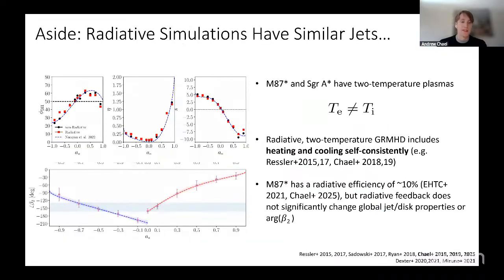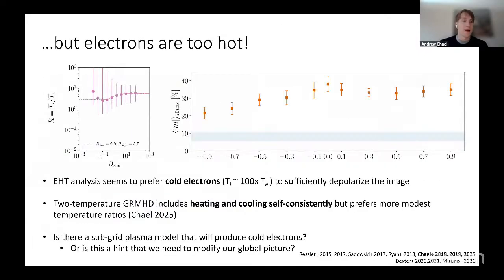And this is actually something else I work on these days, and I think it's a big challenge to our theoretical models. Basically, the EHT analyses that we've done seem to prefer much colder electrons. In particular, ions in the accretion disk that are about 100 times hotter than the electrons, or electrons that are 100 times colder than the ions, in order to produce sufficient Faraday rotation to depolarize the image.